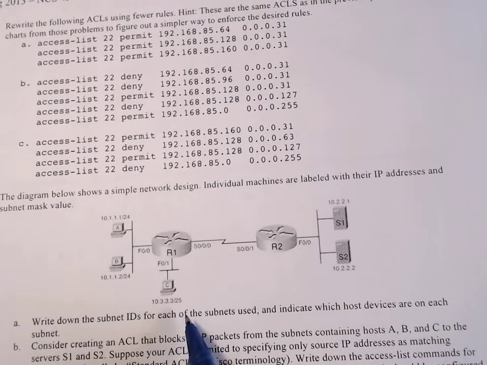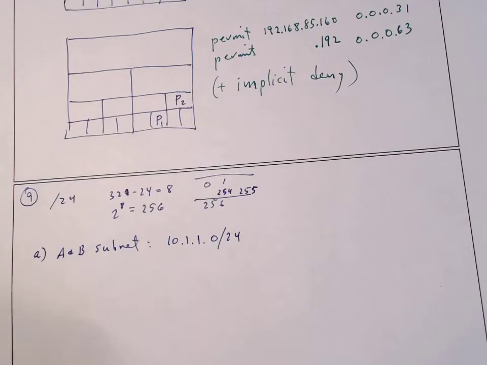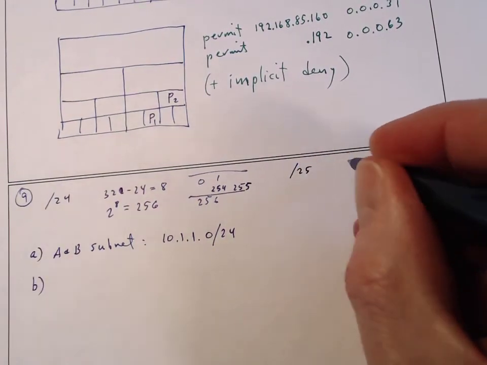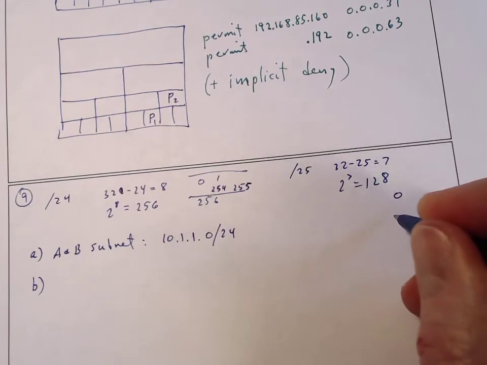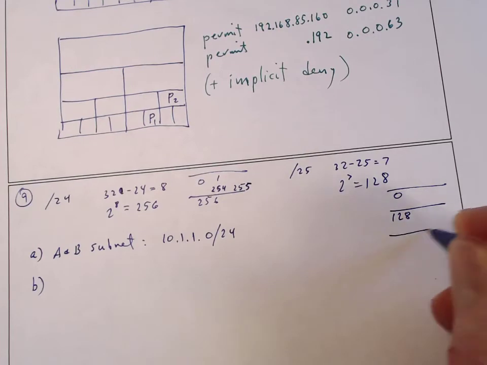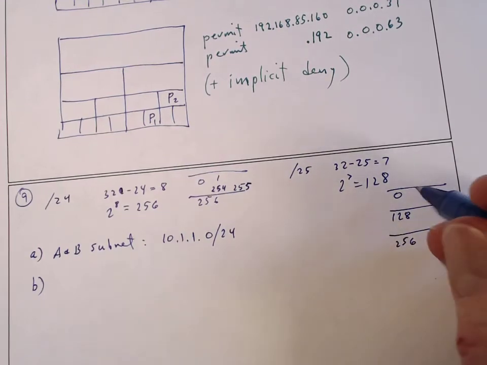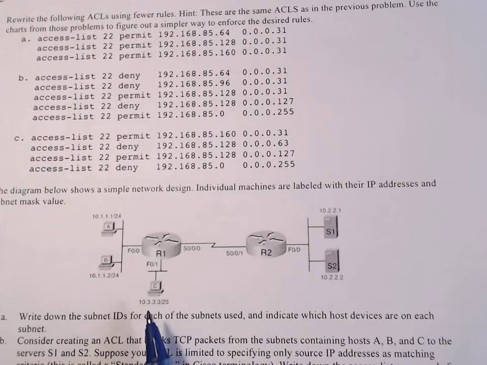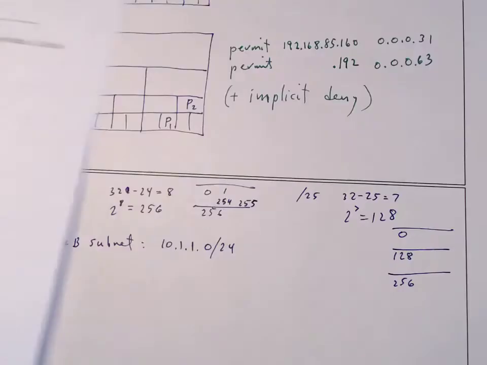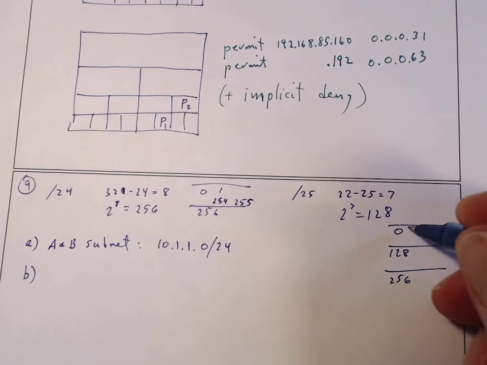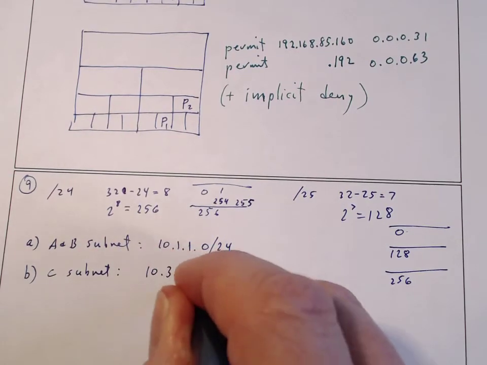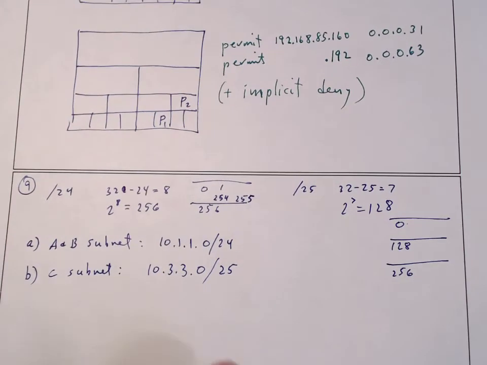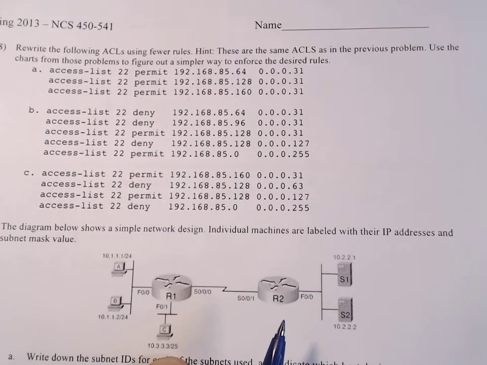Host C is on 10.3.3.3 slash 25. Slash 25, 32 minus 25 is 7, 2 to the 7th is 128, and so my subnets start at 0 and 128, and my host address is 3, and so it's in the first chunk. So a host address of 3 is in between 0 and 128. So it's the 0 subnet again. C subnet is 10.3.3.0 slash 25. So slash 25 breaks that last octet into 2 pieces, and .3 at the end was in the first piece. Okay.